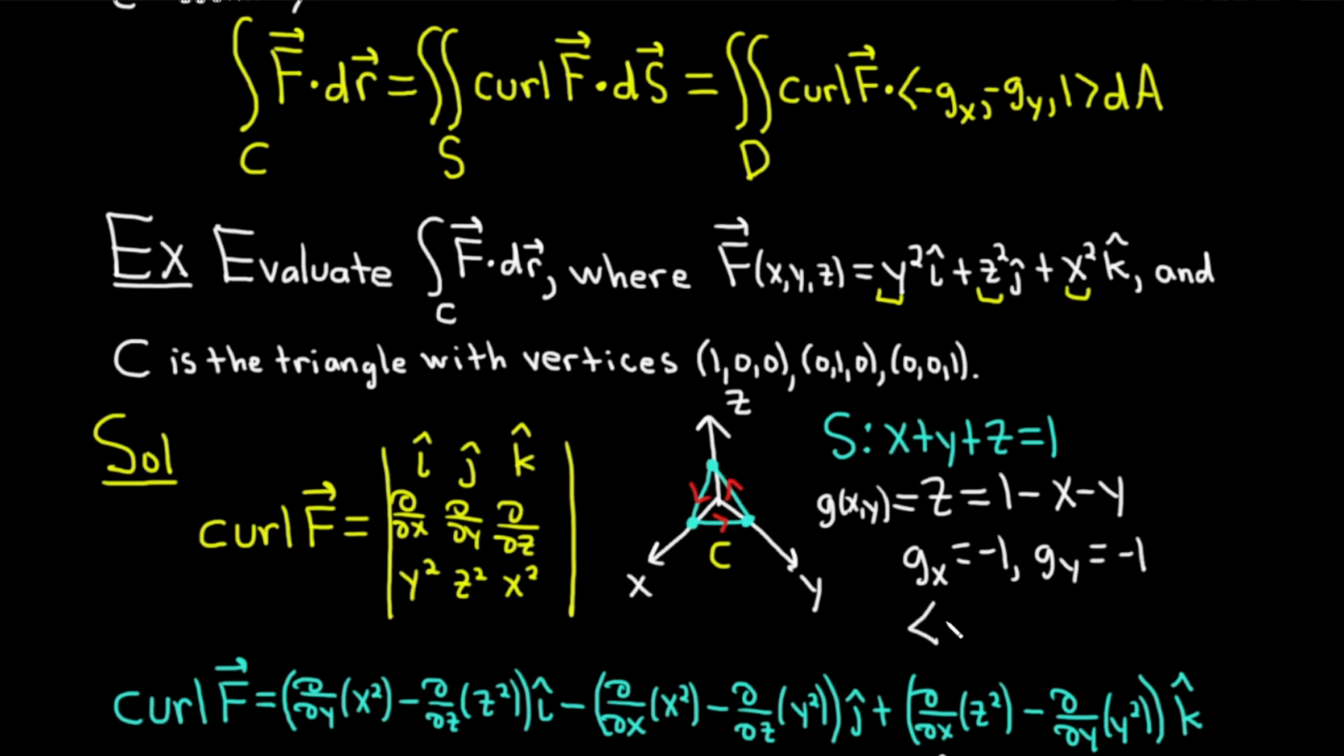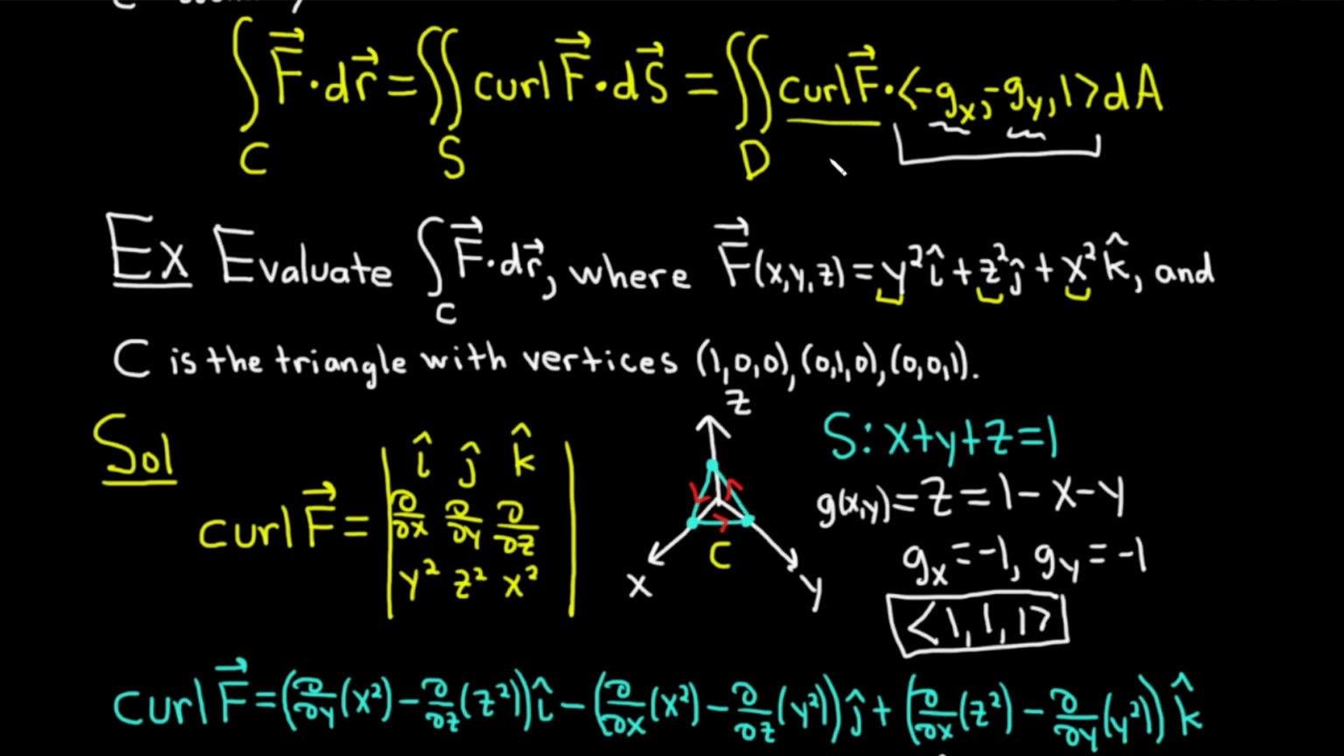So our vector that we're going to use for our formula, so instead of negative g sub x, we're going to put 1. Instead of negative g sub y, well, it's already a -1, so it becomes a 1. And the last component is 1. So I'm going to put this in a box because this is something that we're going to use in our actual formula to finish up the problem. So we have the vector 1, 1, 1.